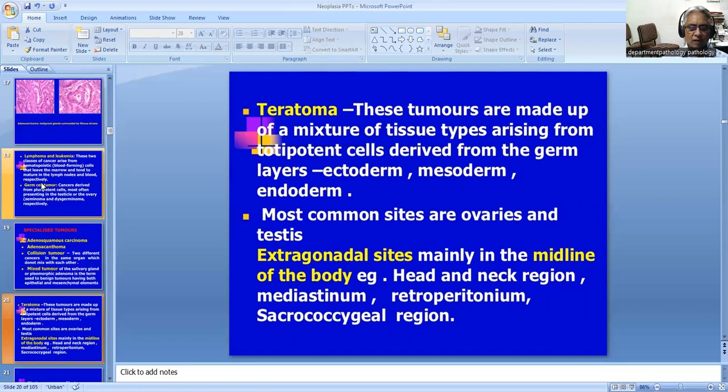So you will see the epithelium, you will see the gland, you will see the blood vessels, you will see the nerve, you can see the bone, you can see the cartilage or teeth. So all cells deriving from all three layers are found in case of teratoma, and commonly these teratomas are found in the ovary and the testes. But sometimes they arise from extragonadal sites also, mainly in the midline of the body, that is in the head and neck region, mediastinum, retroperitoneum, and sacrococcygeal region.